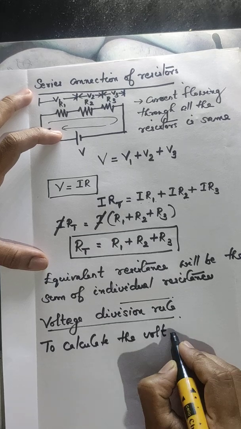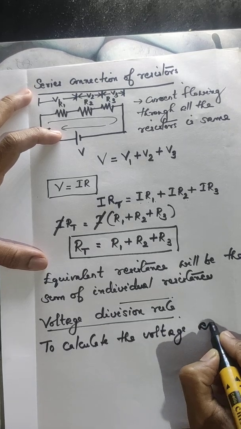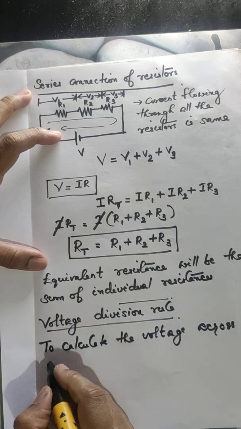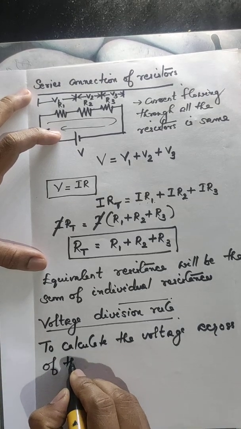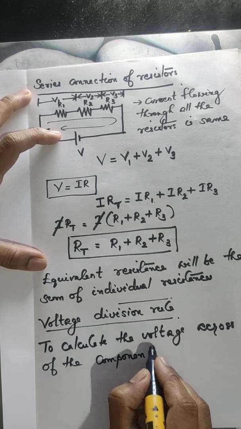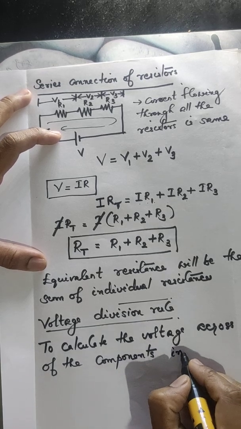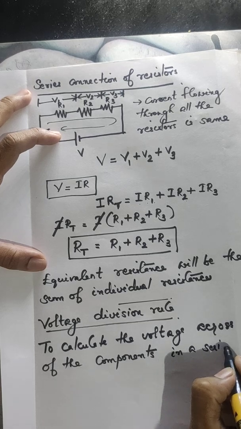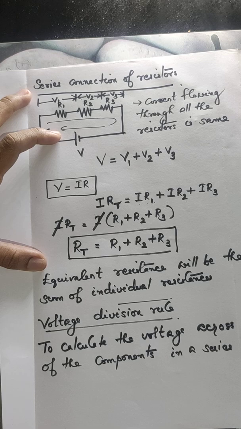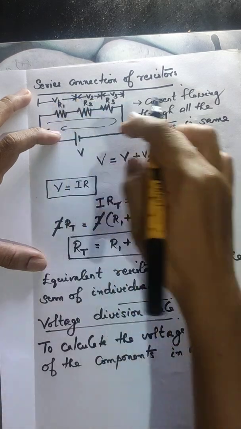So voltage division rule is to calculate the voltage across each of the components in a series circuit. Okay, so how will we calculate this voltage?